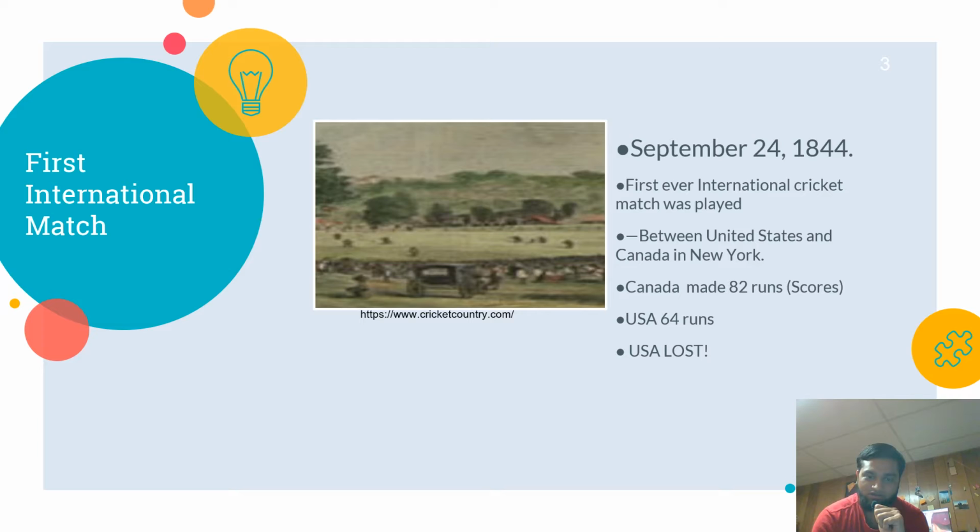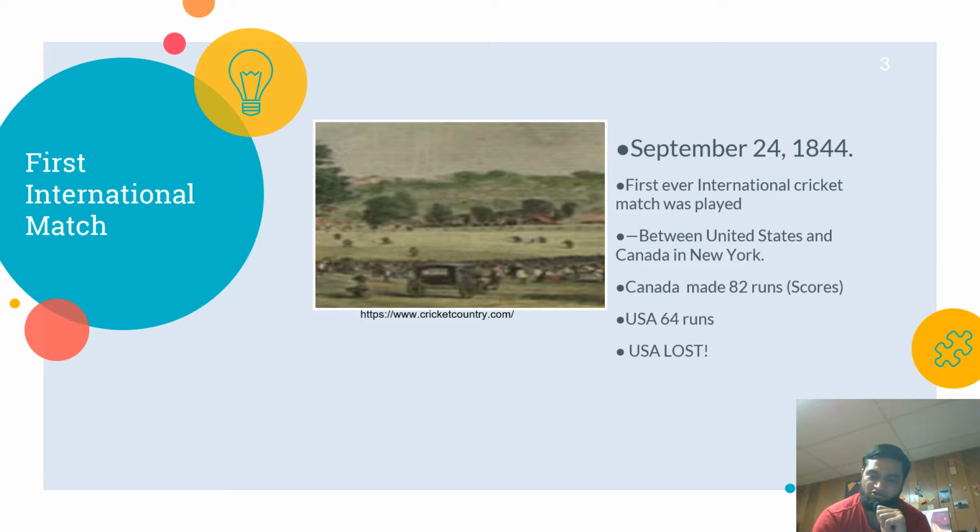And this was the field where the first match was played, but it is very hard to see and recognize that it is a cricket field, but that's the picture I found. If you have a close look at the picture, if you see something round, then you should probably understand that this is a cricket field, and there seems to be a motor vehicle over there. Unfortunately, USA lost that match. Canada made 82 runs and USA made 64.